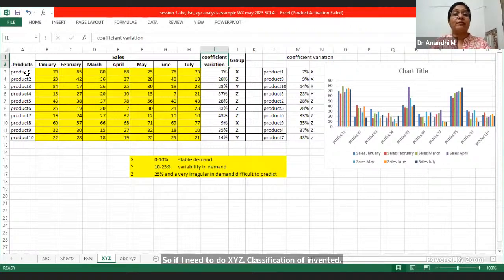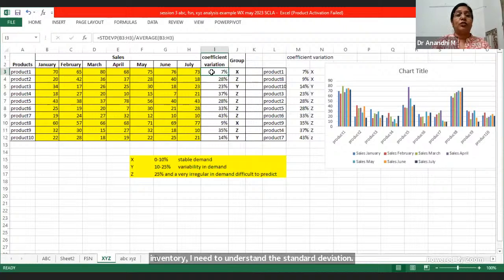For XYZ classification of inventory, I need to understand the standard deviation, based on the average sales that has happened. This is the formula. It is there in the system itself. So standard deviation of B3 to H3 divided by the average of B3 to H3.